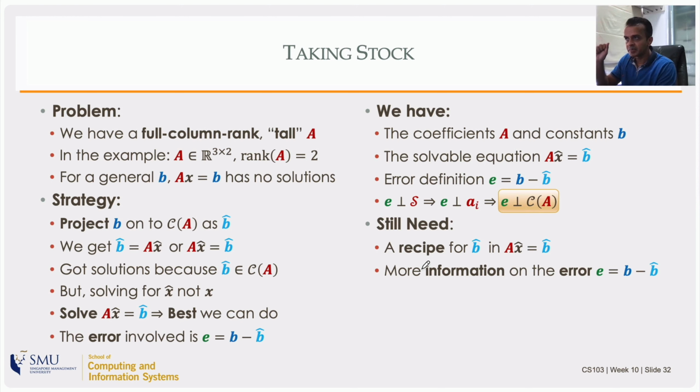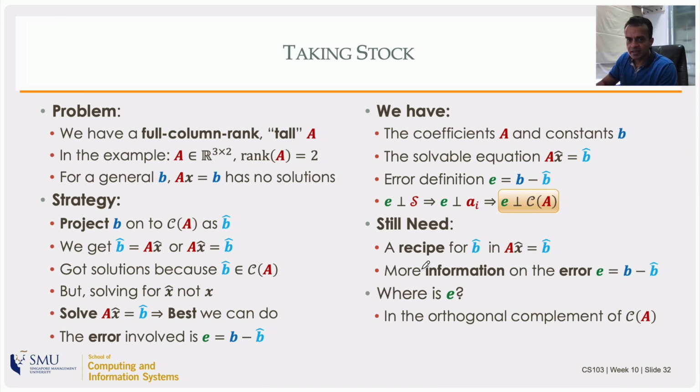We still need more information about how to get B hat such that we can solve Ax hat is equal to B hat. So you need to have some more information about the error perhaps. First thing to note is that E is orthogonal to the column space, which means E is in the orthogonal complement of the column space. What is orthogonal complement? Orthogonal complement is the set of all possible vectors orthogonal to a subspace that you're talking about. And what is the orthogonal complement of the column space? That is the left null space. So here is where the left null space is coming to it on its own, and the error is a member of the left null space.